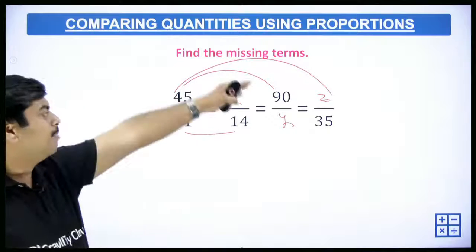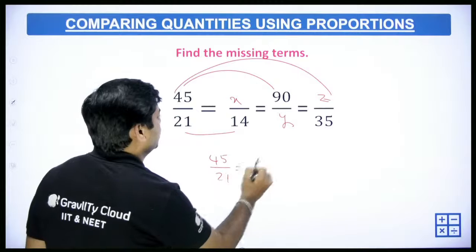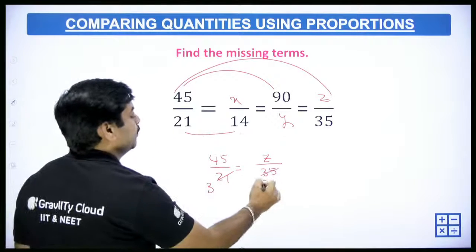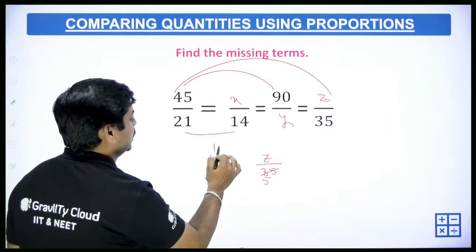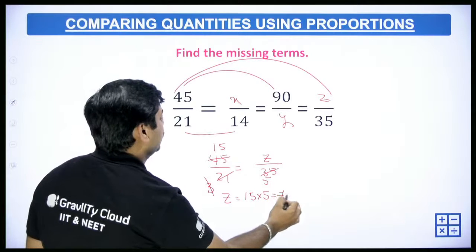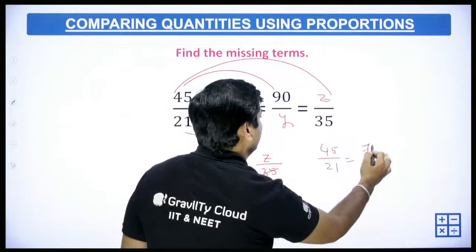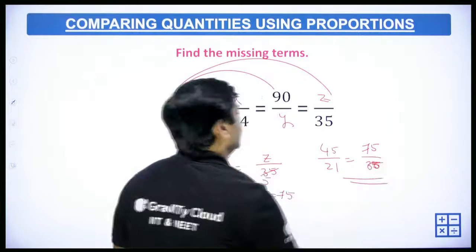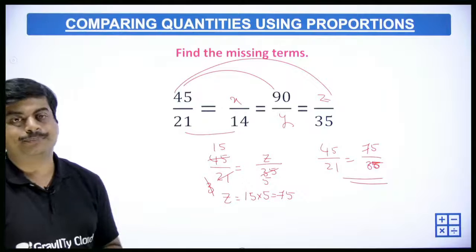I'll just solve one, maybe the last one. Okay. 45 by 21 is equal to z by 35. I know 7 3s are 21 and 7 5s are 35. So 3 1s and 3 15s. So z is equal to 15 into 5, which is 75. So 45 by 21 or 75 by 35, both are the same.